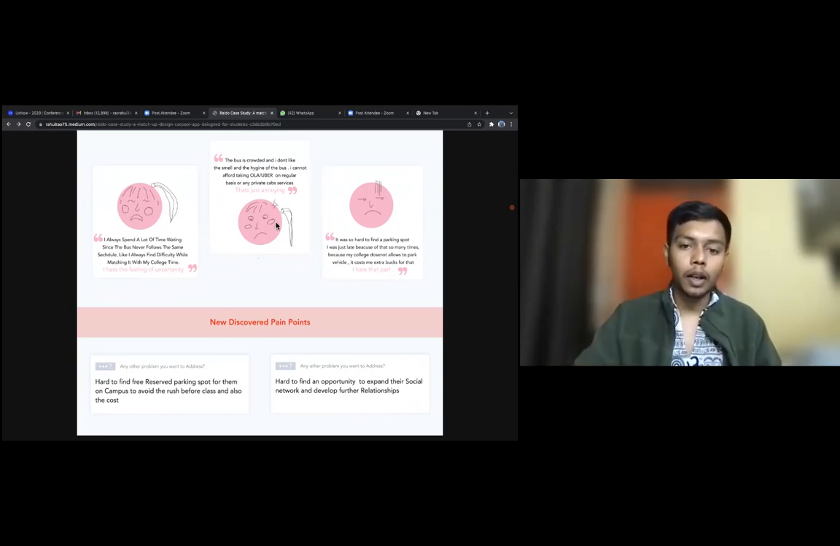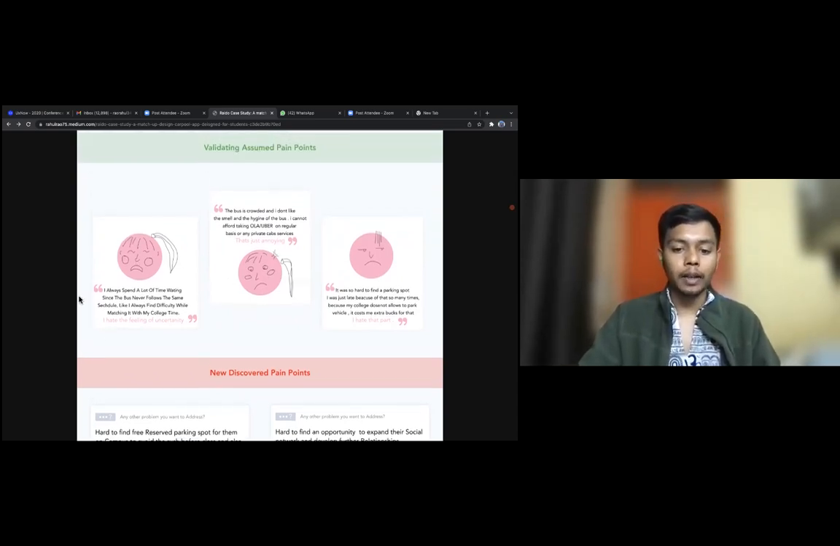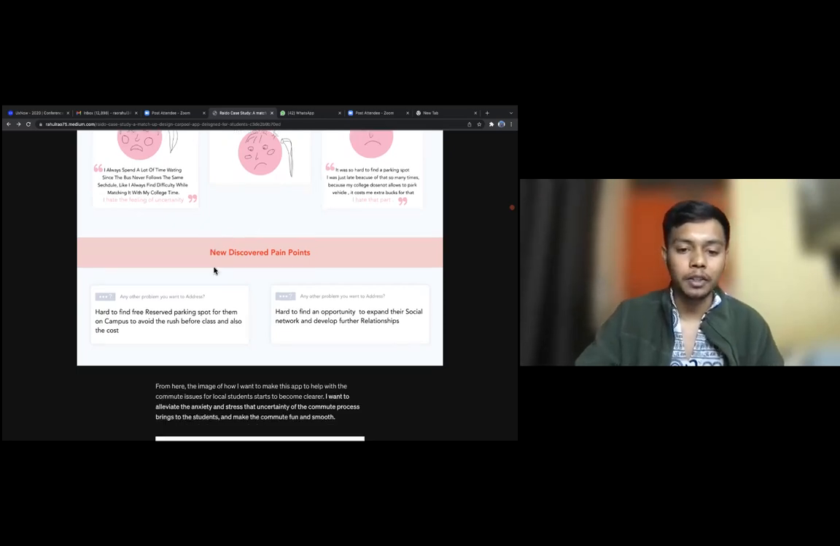So these are the major assumed pain points that I found, and these were my newly discovered pain points. I have clearly mentioned each and every detail in my case study, so that I won't be behind anyone who will be competing with me while submitting applications. Yeah.